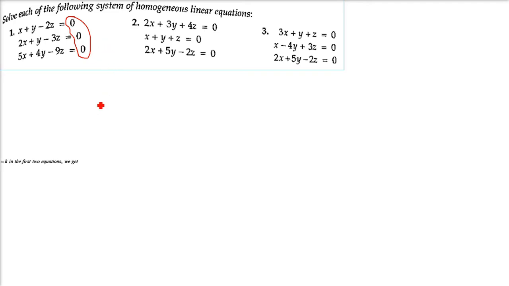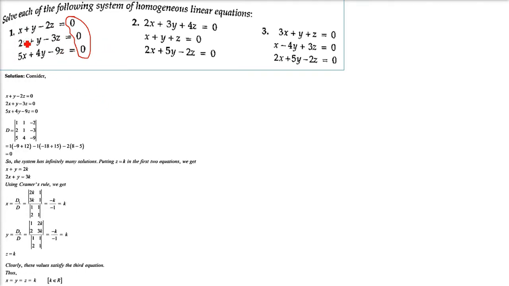So what does it mean? It means these are homogeneous linear equations. How to solve this? There are two ways. So there are different questions. We'll talk about that whenever it comes. So what is D? The determinant.